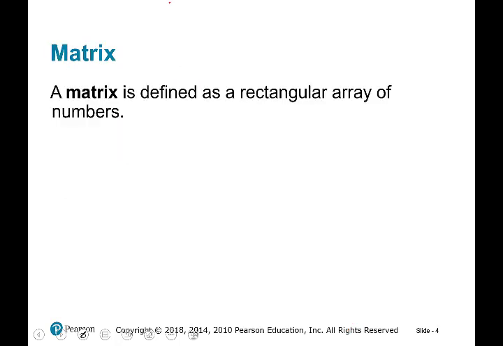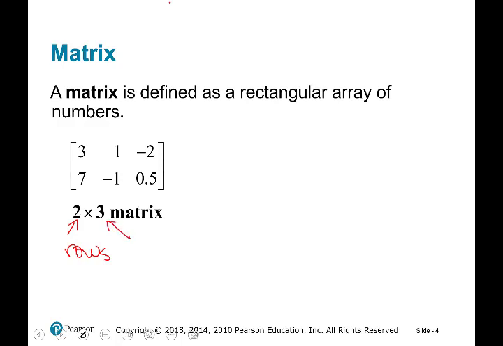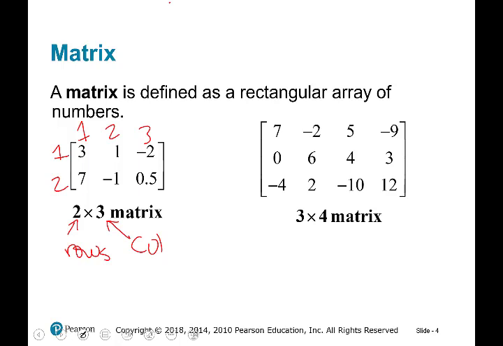So a matrix is defined as a rectangular array of numbers. But in our case, we're going to see how that relates to linear equalities. So this is a 2 by 3 matrix. This is the number of rows, and this is the number of columns. You can see that we have 1 and 2 rows, 1, 2, and 3 columns. And here we have a 3 by 4 matrix, so 3 rows, 4 columns.